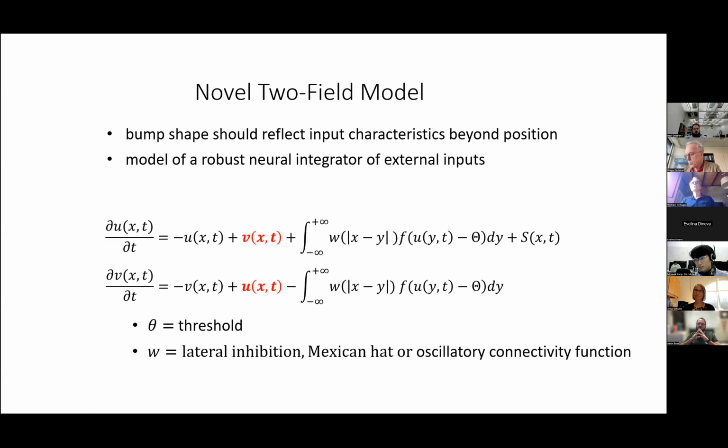So people have introduced other mechanisms like bistable units and some scaling factors and so on. So there is a lot of work on this, but these are extra mechanisms. We wanted to do it within the DFT framework. So in this two-field model, the bump shape should reflect to some extent input characteristics beyond position. And it should be a model of a robust neural integrator of external inputs. And as you see here, we wanted to stay close to the Amari equation.